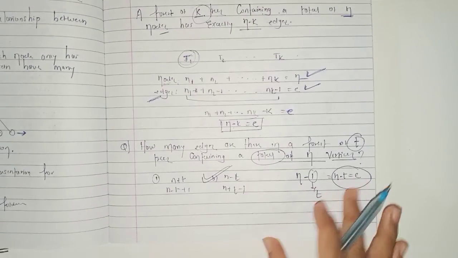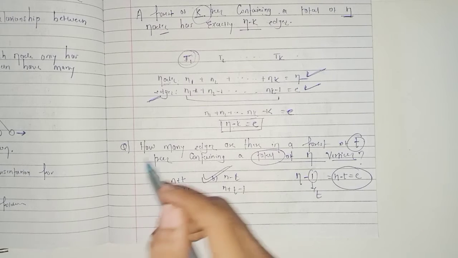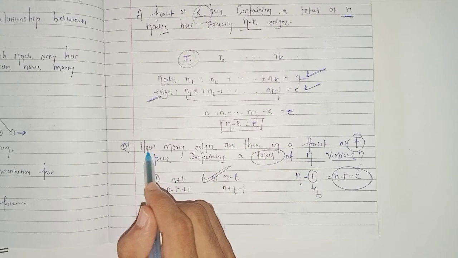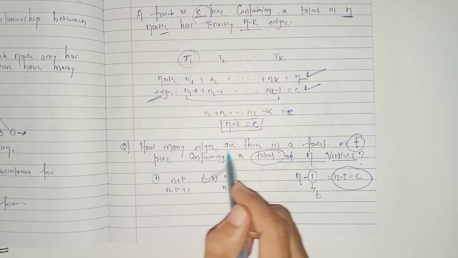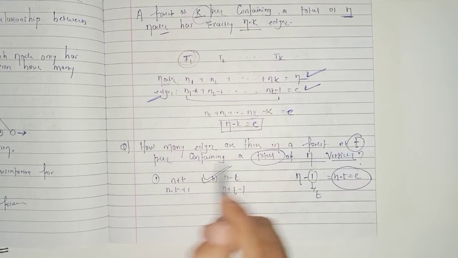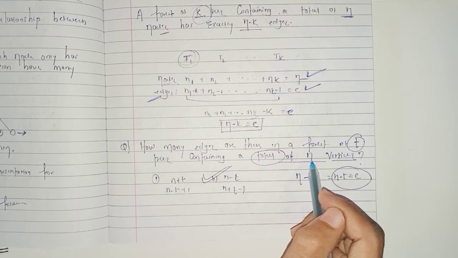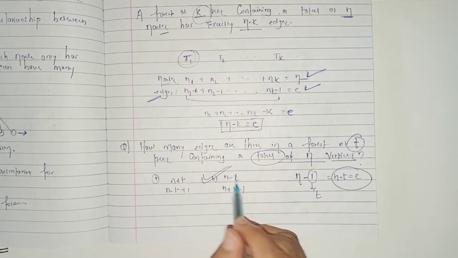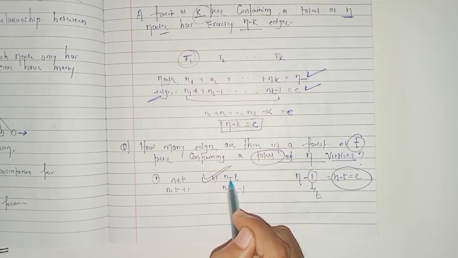I have taken one more example to clarify it. The question is: how many edges are there in a forest of t trees containing a total of n vertices? The answer will be n minus t.